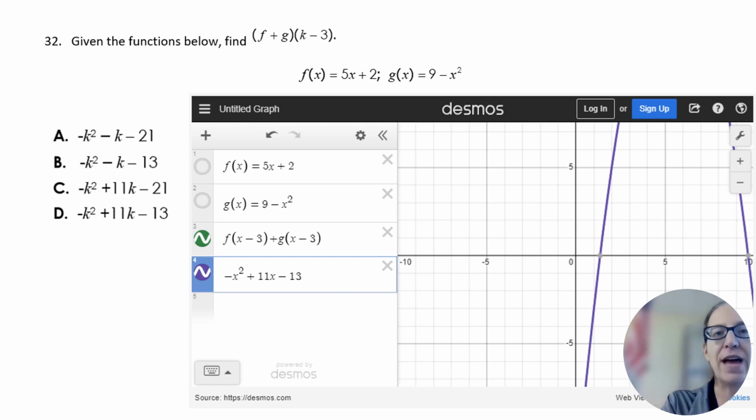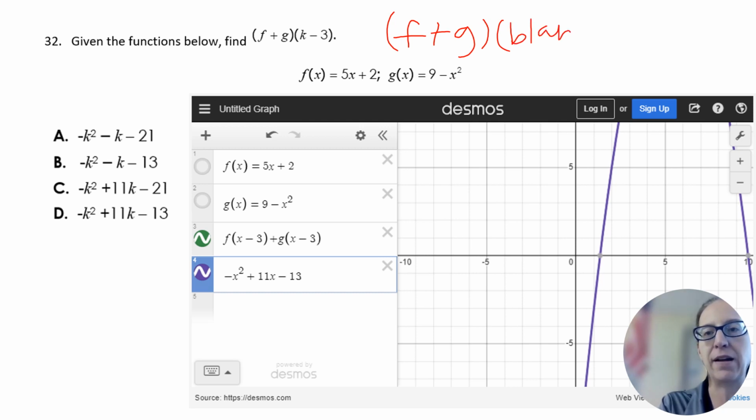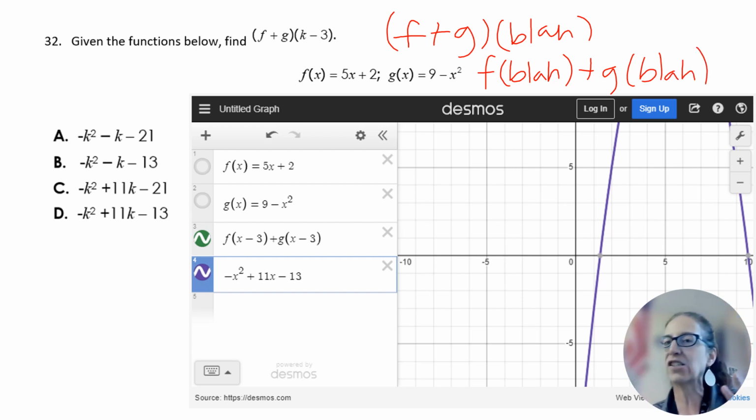is remember that f plus g of blah, blah, blah. Okay, it doesn't matter what you have there. The definition of that is f of blah plus g of blah. Okay, it doesn't matter what the blah is. So it could be just x, or it could be k minus 3. So what I thought about trying to do was, losing my cursor. There it is. Okay.